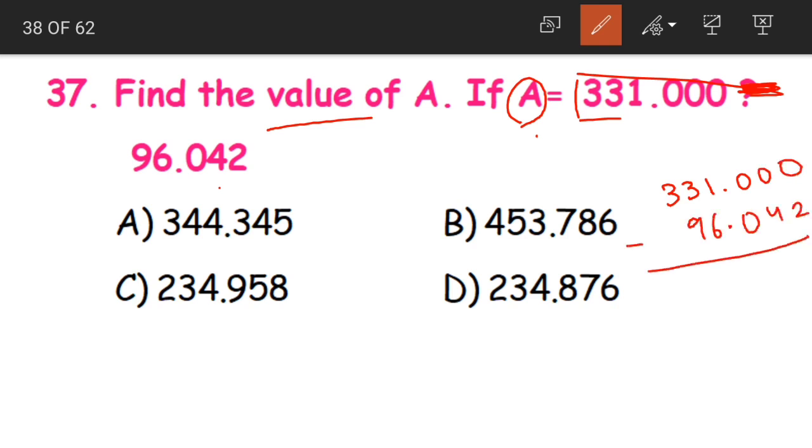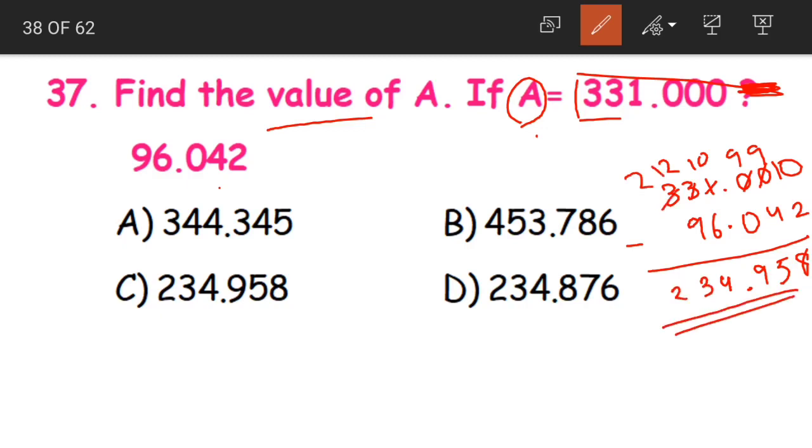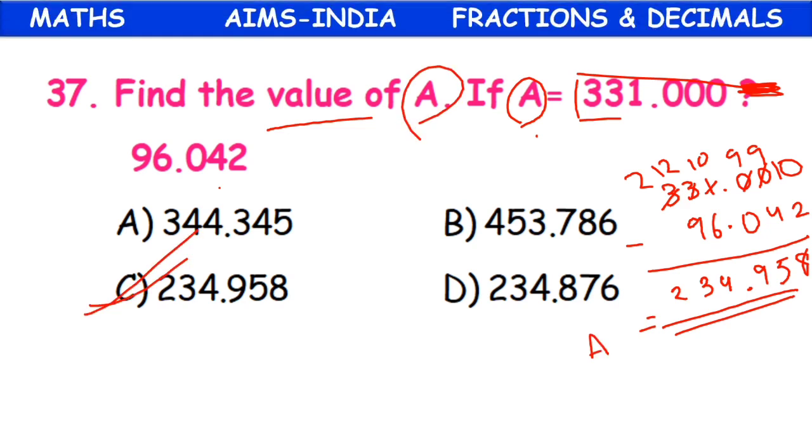Now 0 minus 2 is not possible, so we'll borrow 10, 9 and this becomes 0. 10 minus 2 is 8, 9 minus 4 is 5, 9 minus 0 is 9, point, again 0 minus 6 is not possible, borrowing. 10 minus 6 is 4, 2 minus 9 is not possible, so again borrow. 12 minus 9 is 3 and 2. 234.958 is our decimal here, and it's the value of A. Option C becomes our correct answer.